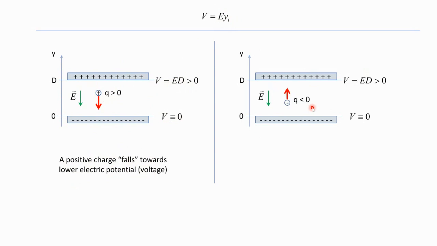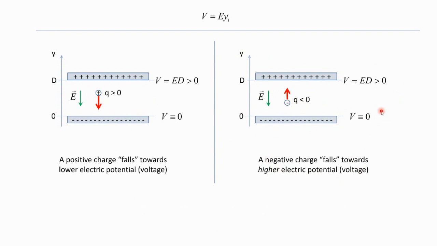Here's the same situation, but I'm going to put a negative charge there. It'll feel a force upwards, right? The force is Q times E. Negative makes that force point in the opposite direction of the E. And if I let it go, it's going to fall upwards, meaning in that positive direction, towards higher voltage. So positive charges spontaneously want to move towards lower voltage. Negative charges spontaneously want to move towards higher voltages.